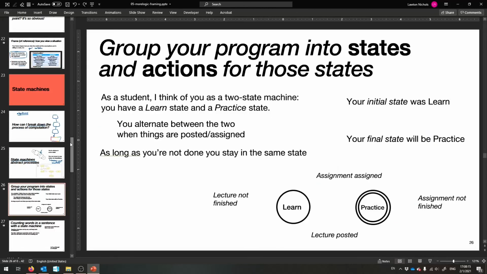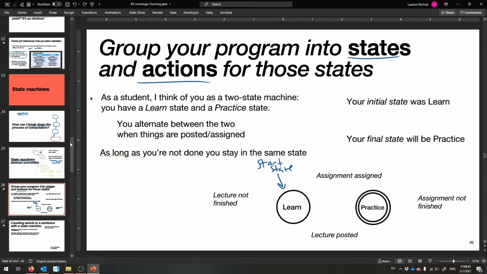Sorry. So let us have a quick little example, two of them. The idea is that you group your program into states when you're making a state machine, and then actions that happen on those states or for those states. So let's pretend that this is you. As a student, I think of you as a two-state machine. You have a learn state and a practice state. And this is where you start. This is your start state. That's your initial state. It's learn.